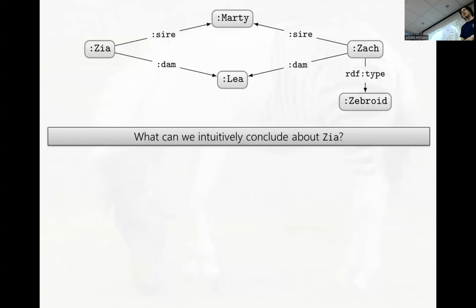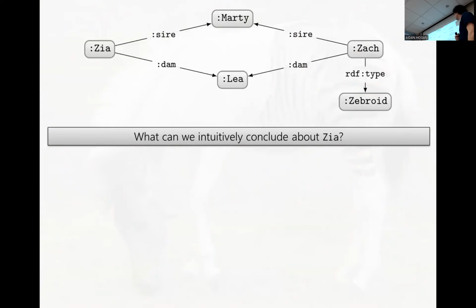We're going to use this example a couple of times in the class. To start with, here's an example of an RDF graph where we have that Zac is of type zebroid, and Zac has a sire, which means father in equine horse terms, Marty, and Zac has dam, which means mother, Leah. Then we have Zia has sire Marty, and Zia has dam Leah. Again, sire is father and dam is mother in equine terms.